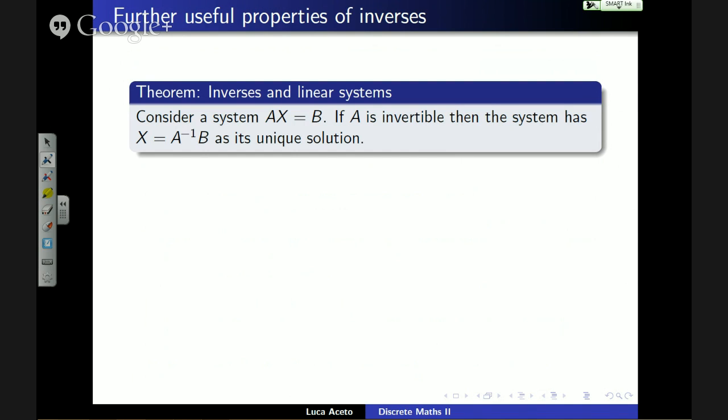This is encapsulated by this result here that says that if we have a system of linear equations AX = B, where A is the matrix of coefficients, X is the vector of variables x1, x2, ..., xn, and B is some constant vector, then this will have a unique solution if and only if the matrix A is invertible. And if the matrix is invertible, you can find the unique solution simply by multiplying the vector B on the left by the inverse of the matrix A.